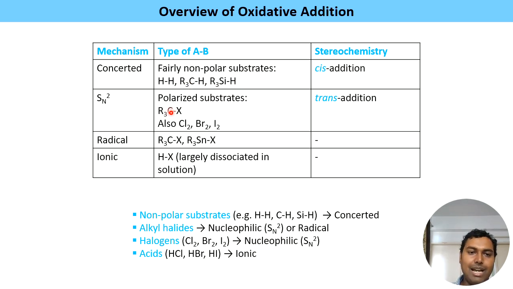But when it adds to an alkyl halide or chlorine, bromine, iodine, most of the time we get the trans addition product. And for the radical mechanism, we can also do it with the alkyl halide or the tin halide. And for the ionic mechanism, we can explain it for the HX reactions, that is HCl, HI, or HBr.